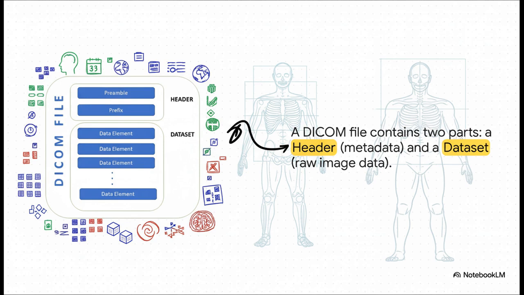A DICOM file is basically just a really smart container. And as you can see in this diagram, it's pretty simple. It has two main parts. You've got the data set, which is all the raw image data, all those numbers for the voxels. And then you have the header. That's all the other important info, the patient's name, the date of the scan, and, crucially, all the data needed to link the image grid to the patient's GPS coordinates.